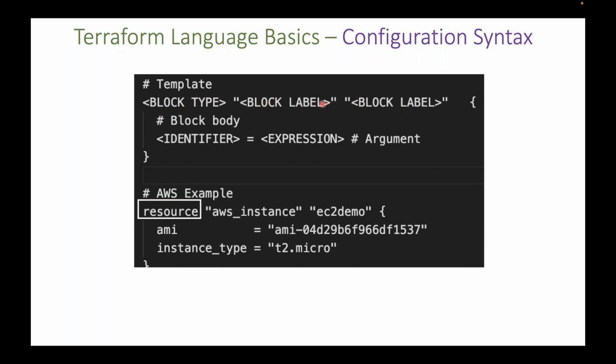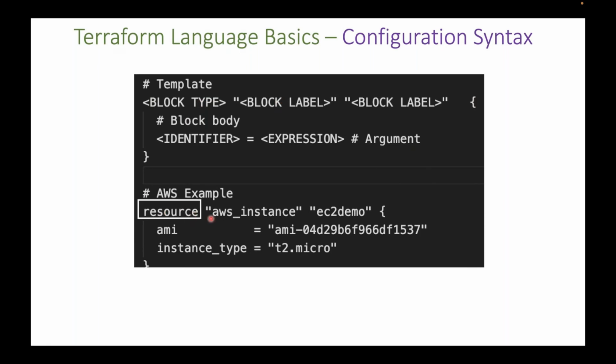Once you create the block, you have to open and close braces. Inside the block you have to write something. Based on the block type, you will have some identifiers or arguments. Whatever you write inside the block, we call it an argument. An argument is nothing but the input to the block type or that block label.